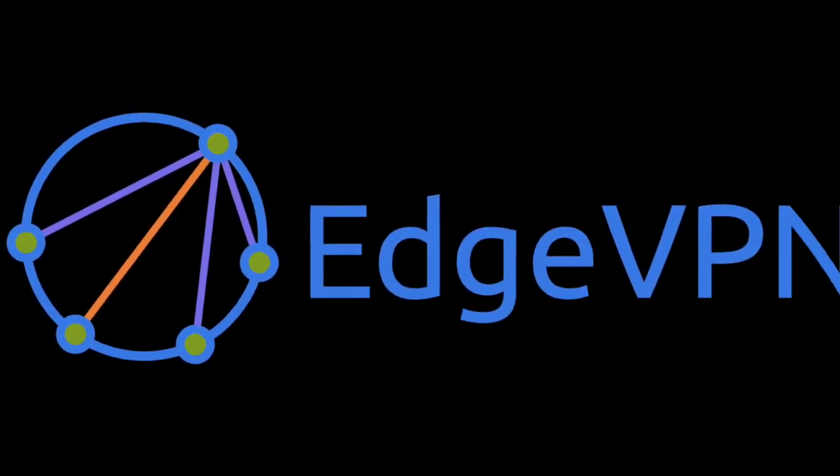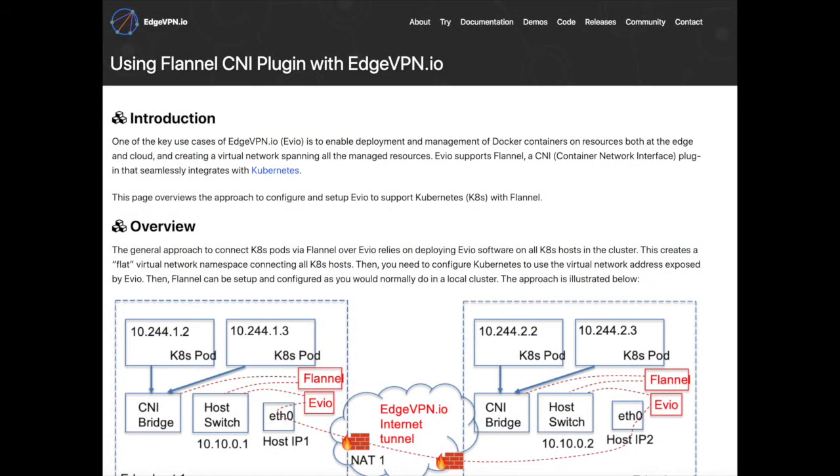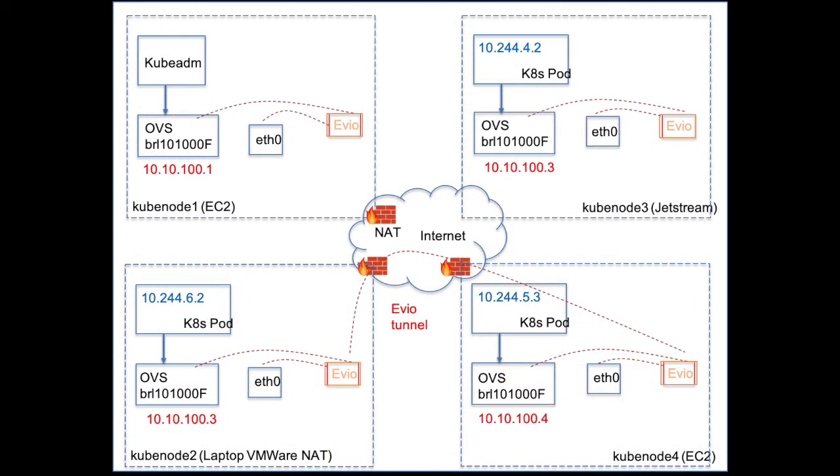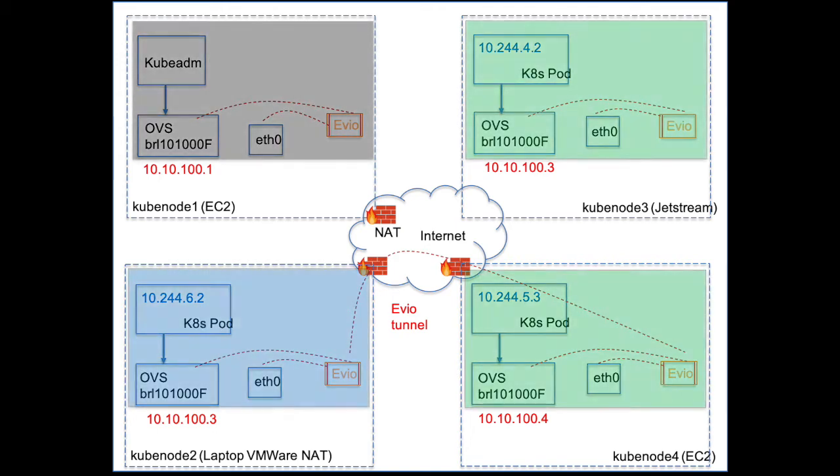Hello, and welcome to this demonstration of Kubernetes with Flannel over EdgeVPN-io. In this demo, I'll show how to deploy a Kubernetes cluster with 4 nodes running Ubuntu 18.04. I will use Evio to create a virtual network for the Kubernetes hosts across 3 different sites and behind nets, and Flannel to provide connectivity among pods.